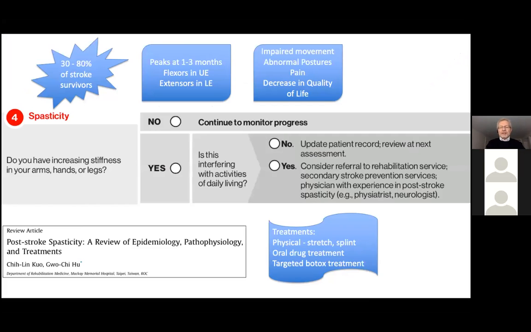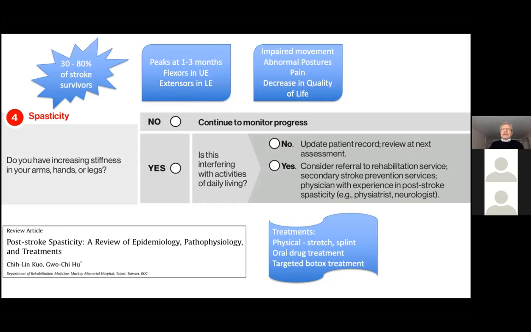The other thing that patients may or may not raise with you is, do you have increasing stiffness in your arms and legs? I.e., what we're asking is, do they have spasticity? Spasticity is a very common problem. If you look at the totality of the literature, it happens in between 30 to 80% of stroke survivors. It doesn't happen in acute care, and it may not even happen in the early phases of inpatient rehabilitation, because it peaks at about 1 to 3 months.